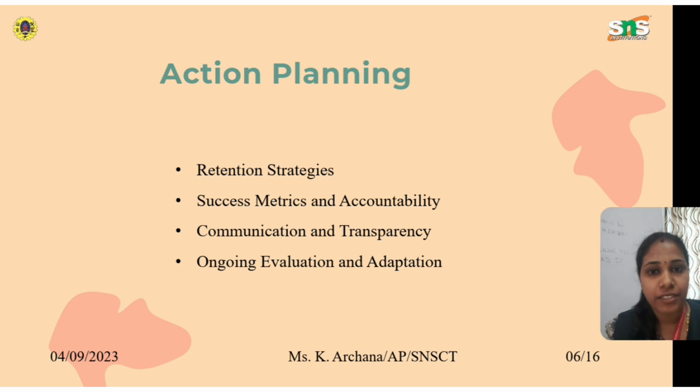Then communication and transparency. There should be proper communication; otherwise there will be no teamwork or unity in the organization. If you are lacking in communication, you will not know whether employees are doing well under the process. Then ongoing evaluation and adaptation. Ongoing evaluation covers the processes they are involved in while they are in the company for nearly 5 years, 6 years, or more than 10 years. Everything should be known, otherwise a proper action plan will be required.